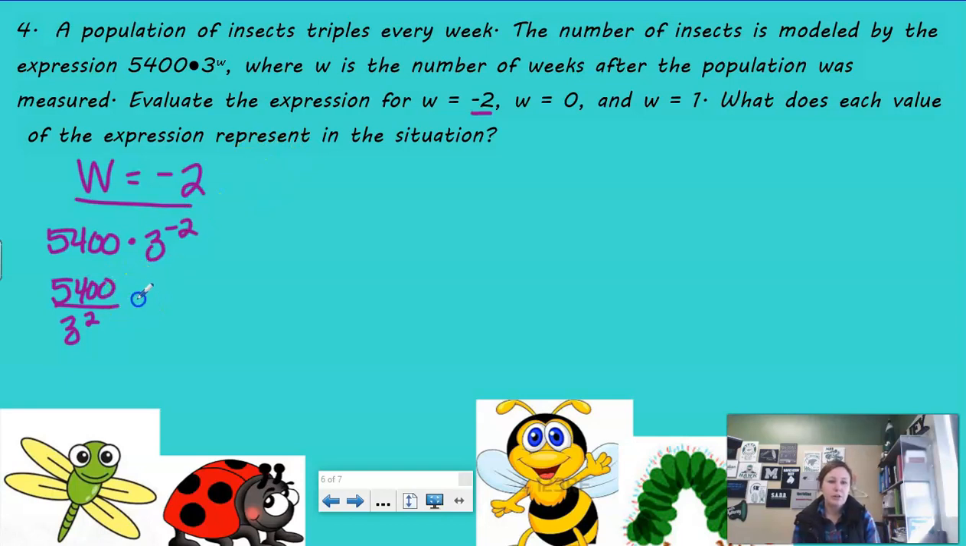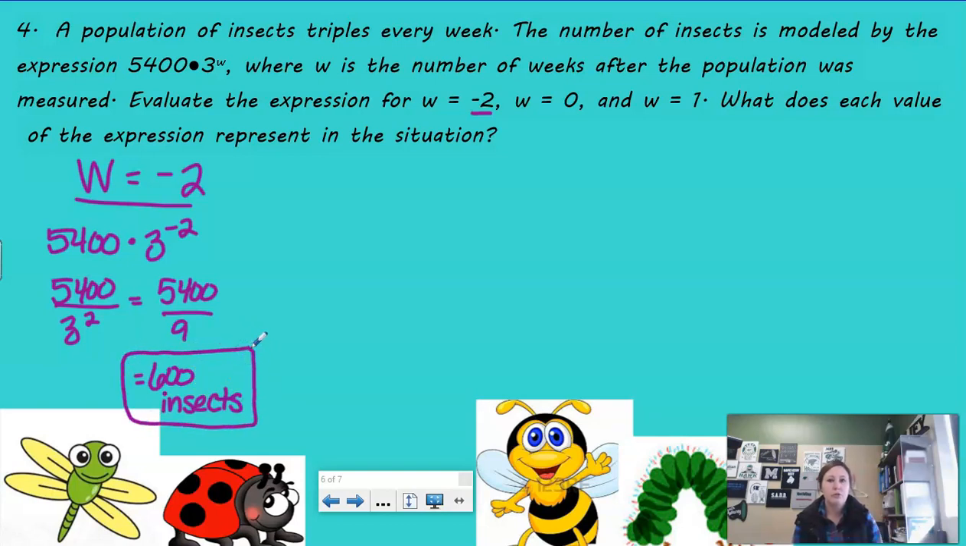Well, we can simplify that 3 squared to 5,400 over 9. Don't reach for your calculator. Think about what 54 divided by 9 is. Hopefully you came up with 6. You have 2 zeros behind the 54, which means you're going to have 2 zeros behind the 6. And then this would be 600 insects that are left.